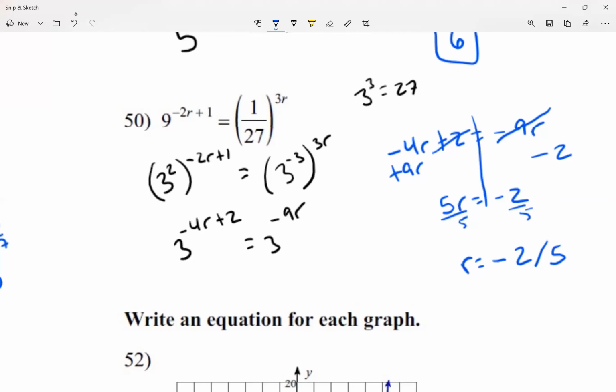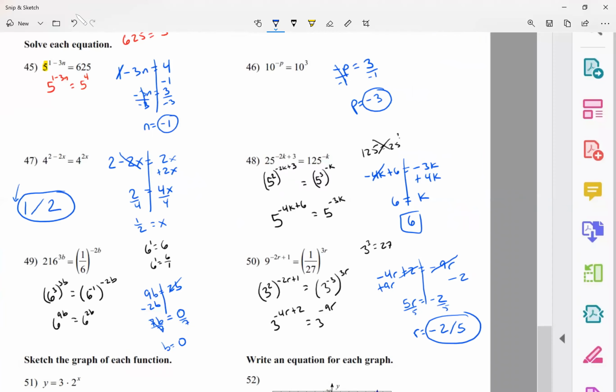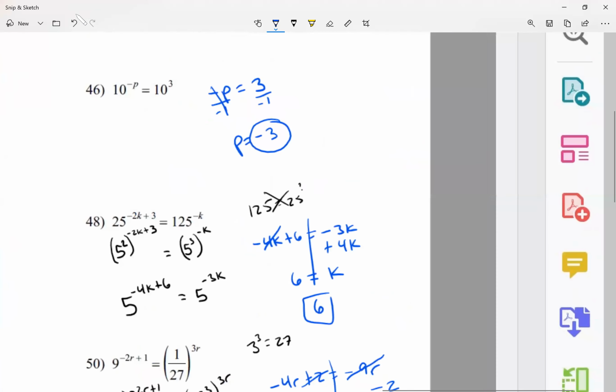Remember I said some of your answers will be fractions, or as a matter of fact, negative fractions, which is our case. If you have a negative sign, it doesn't matter if it's on the top or the bottom of the fraction, bring it to the front. Now, 2 negative signs will make a positive. In some cases on your homework, there's going to be a question in here.